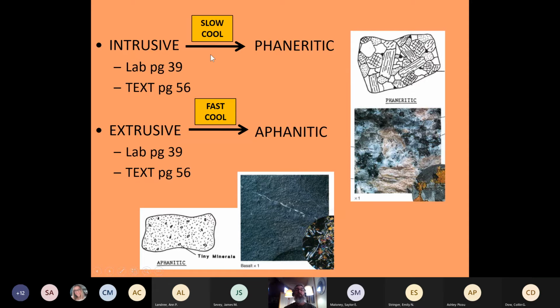Why are the textures different? Because they cooled at different rates. Why'd they cool at different rates? Because their surroundings are so different. So different surroundings lead to different cooling histories, which lead to different textures.